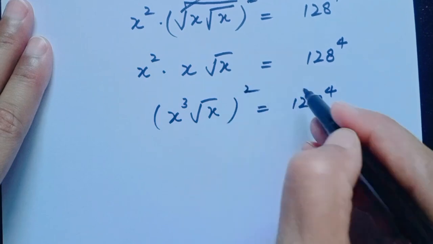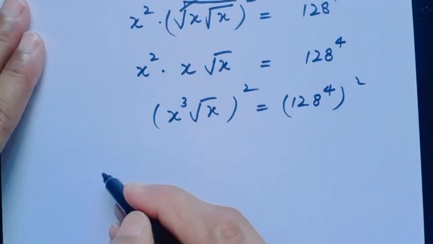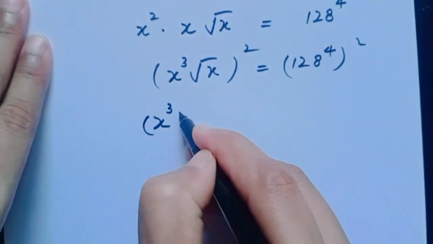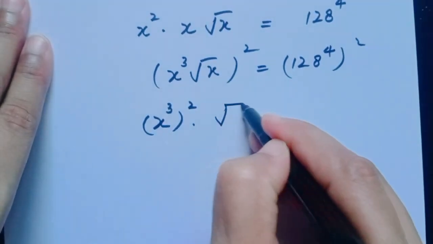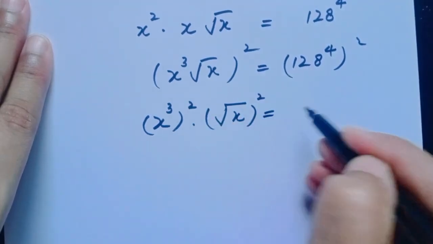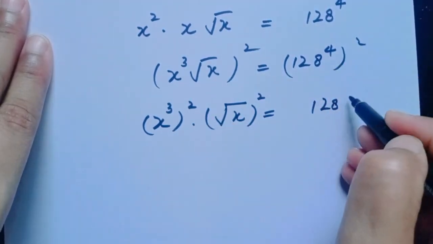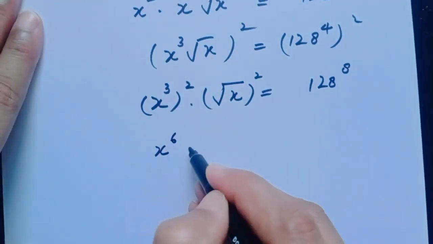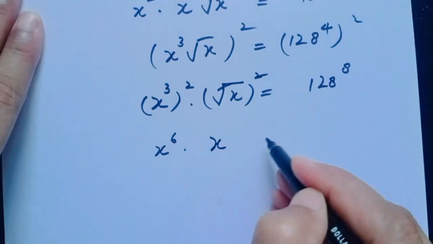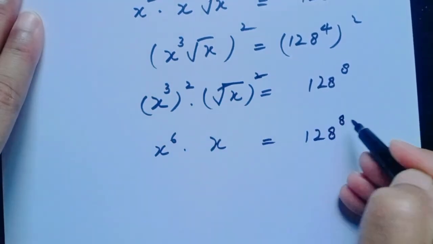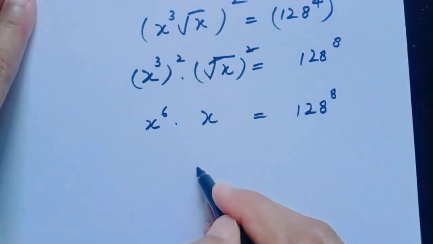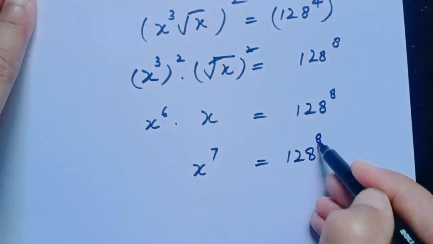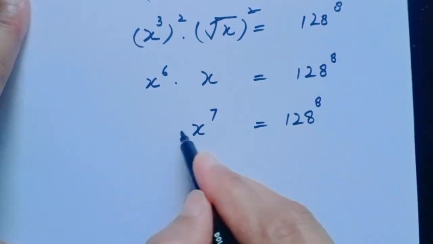In the next step, we will take the square on both sides, and here we will take the square of x power 3 and the square of square root x. The square of square root x is x, and 128 power 4 times 2 is 128 power 8. So 3 times 2 is 6, x power 6 times x, is equal to 128 power 8. We can add their powers, 6 plus 1 is 7. So x power 7 is equal to 128 power 8.